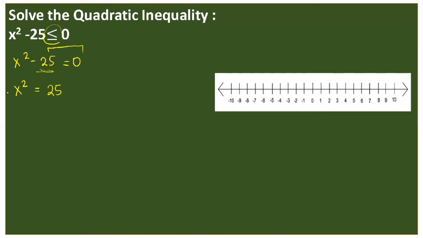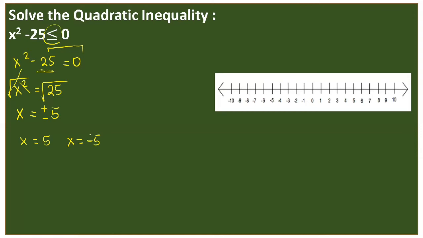Now, let's get the square root of both sides and then simplify. Square root of x squared, we can cancel the squared and the radical. The remaining is x. And then the square root of 25 is positive and negative 5. So now we have the roots: x is equal to positive 5 and x is equal to negative 5.